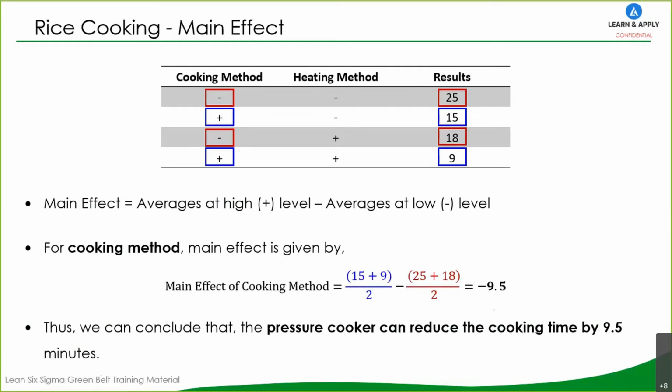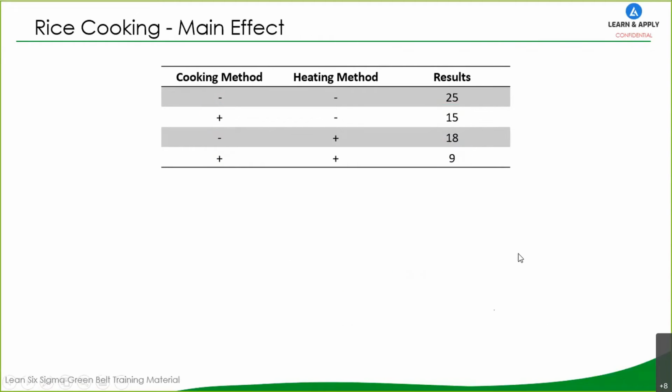If the formula is reversed, average at low minus average at high, then you will get 9.5. So with the use of the pan, you will be increasing the cooking time by 9.5 minutes. It's a sign that indicates whether it's increasing or decreasing. We are just talking about cooking method with respect to pan and pressure cooker. Now, please tell me about heating method. What is the main effect of heating method?